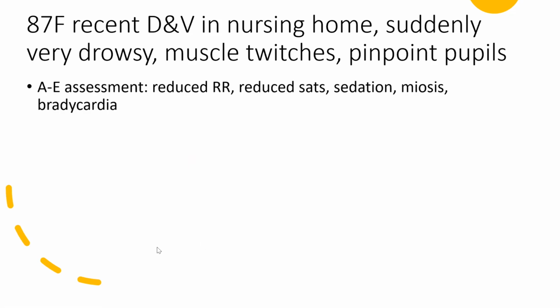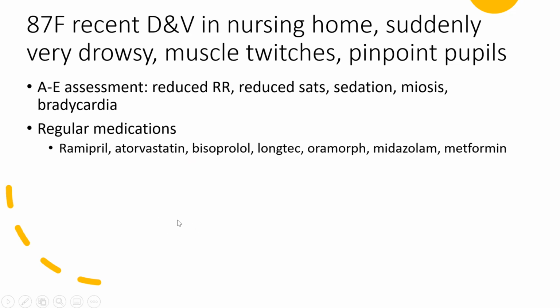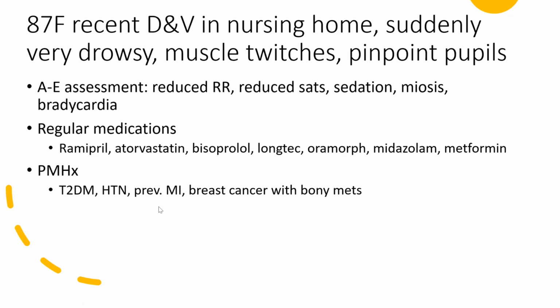Her ABCDE assessment is that she's got a reduced respiratory rate and reduced sats. She's sedated pretty much. She's got miosis and bradycardia. Regular medications: she's on ramipril, atorvastatin, bisoprolol, Longtec, Oramorph, midazolam, and metformin. Past medical history: she's got type 2 diabetes, high blood pressure, she's had an MI in the past, and she's got breast cancer and bony mets. So what do you think she's overdosed on?